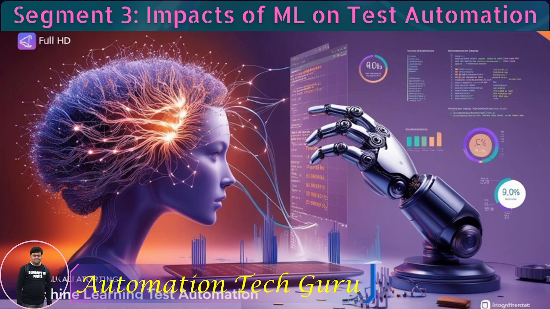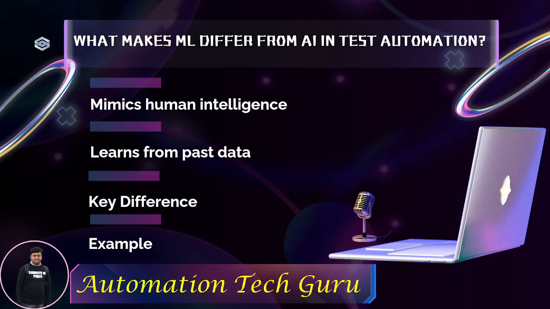So what makes ML different from AI in test automation? Basically, AI mimics human intelligence to automate decisions, but ML learns from past data to improve test accuracy over time. So what is the key difference? AI is rule based, while ML improves through experience. For example, AI may automate UI testing, but ML analyzes historic test failures to predict flaky tests before they happen.